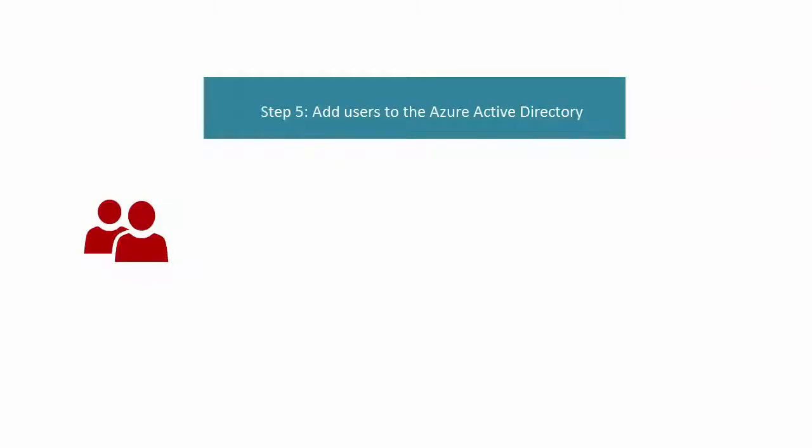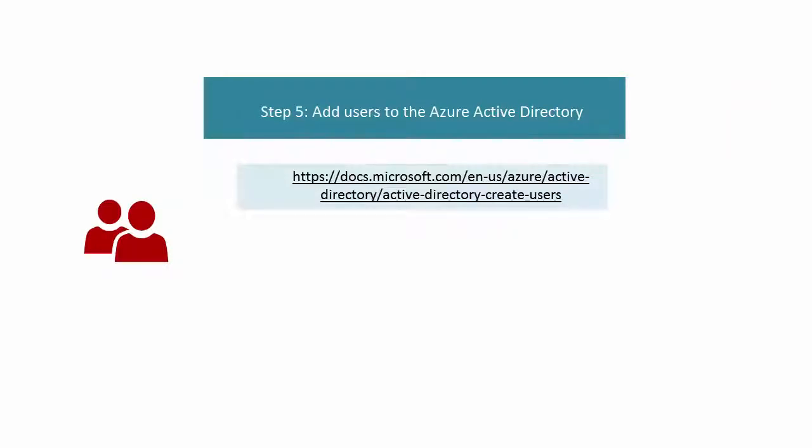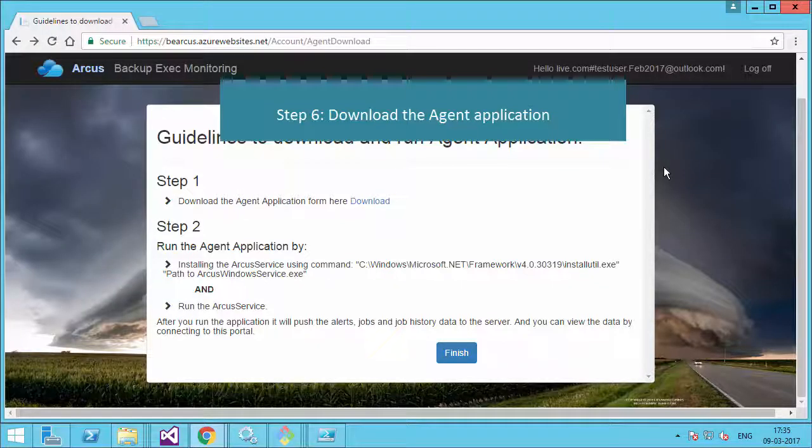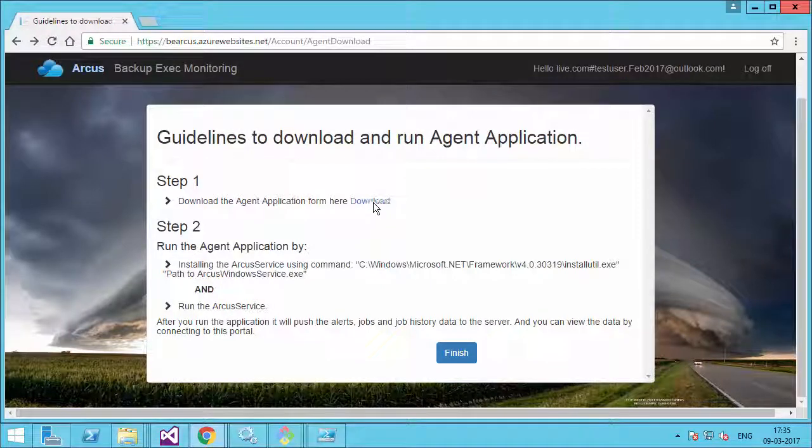Step 5. Add users to the Azure Active Directory. The added users will have access to the Arcus portal and can monitor the Backup Exec servers. Visit the given link to learn more about adding users to the Azure Active Directory. Step 6. Download the agent application. Download the agent application from the Arcus portal.